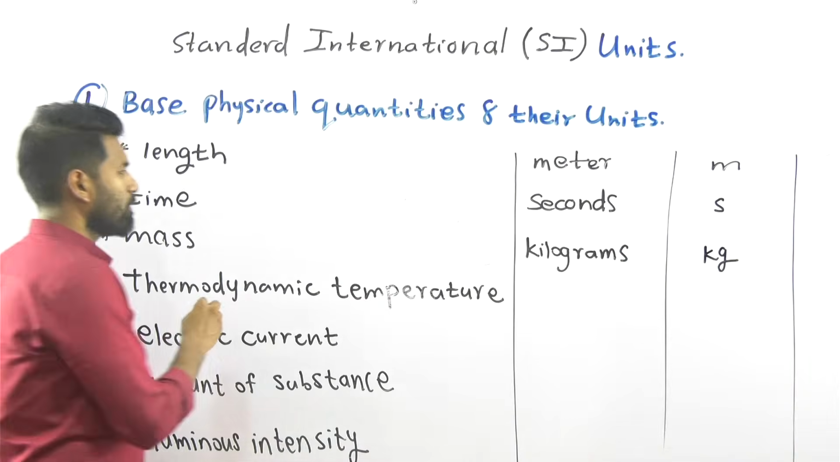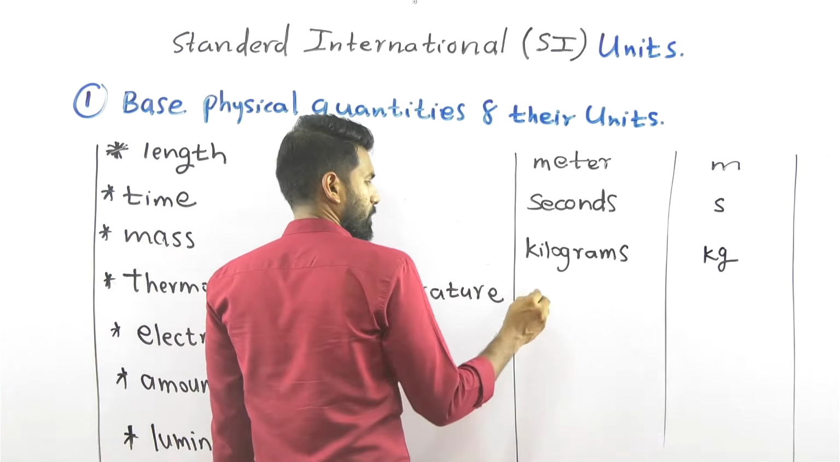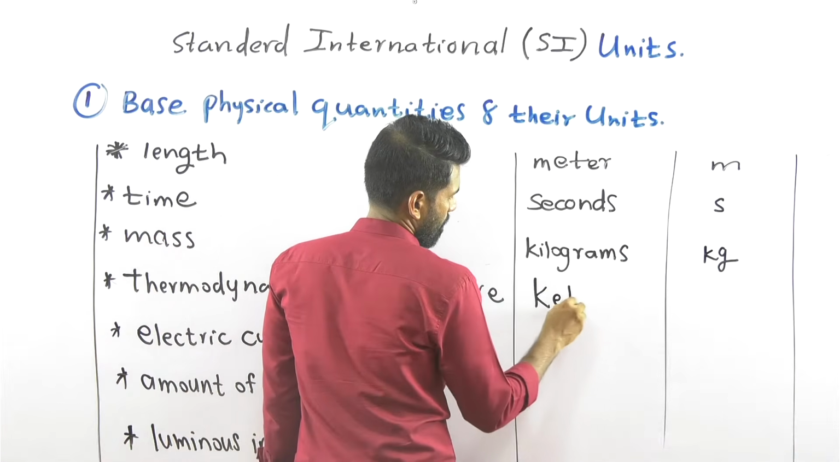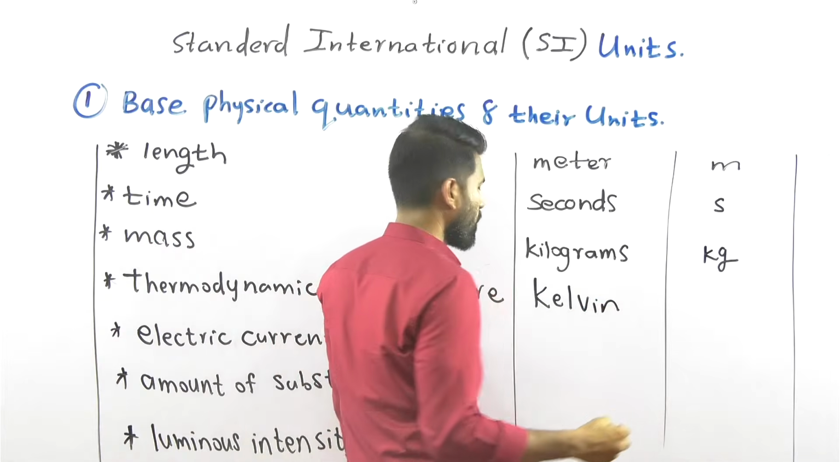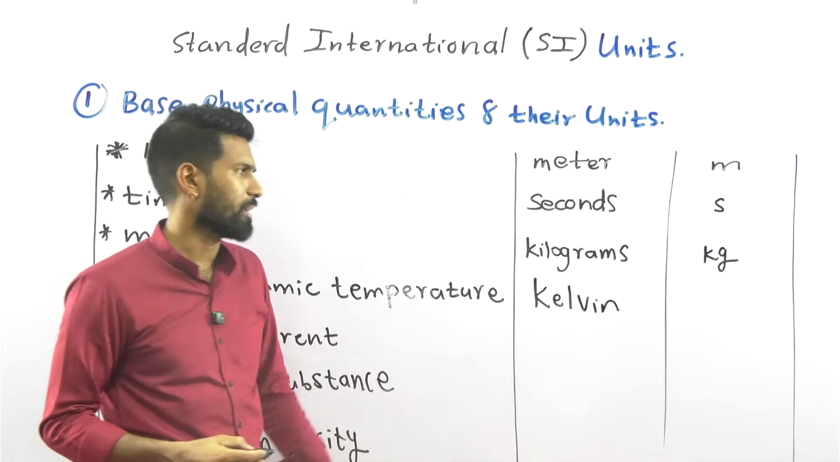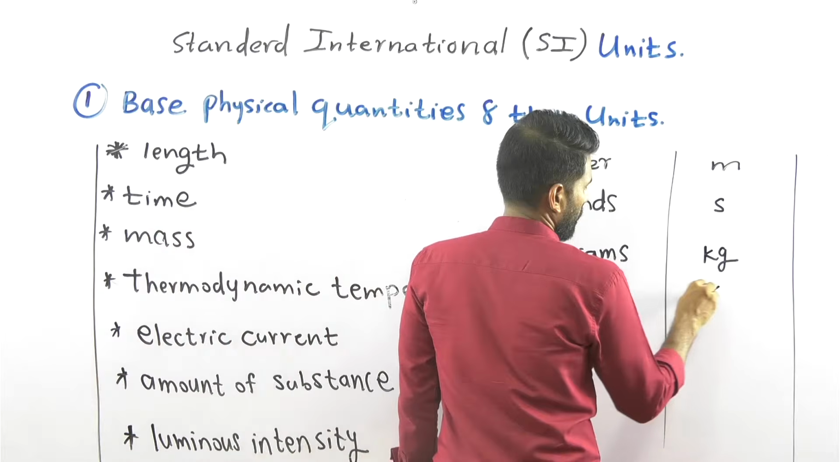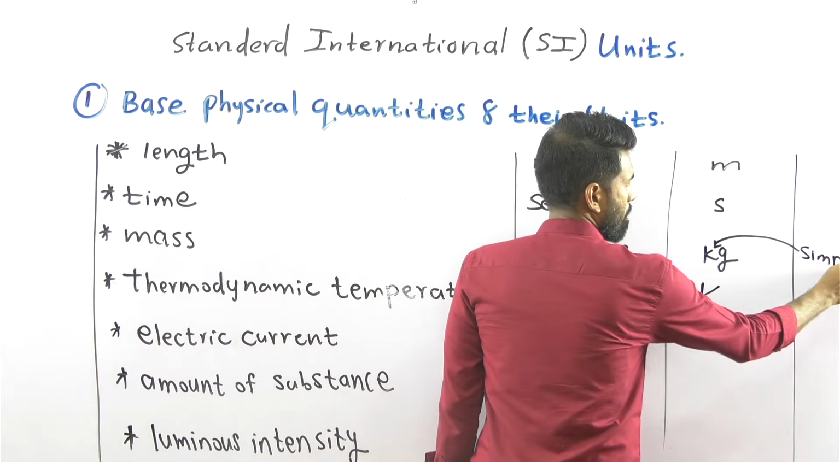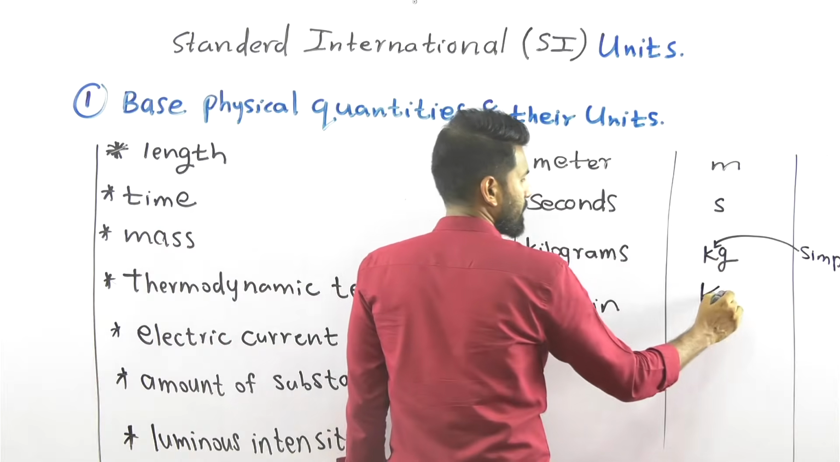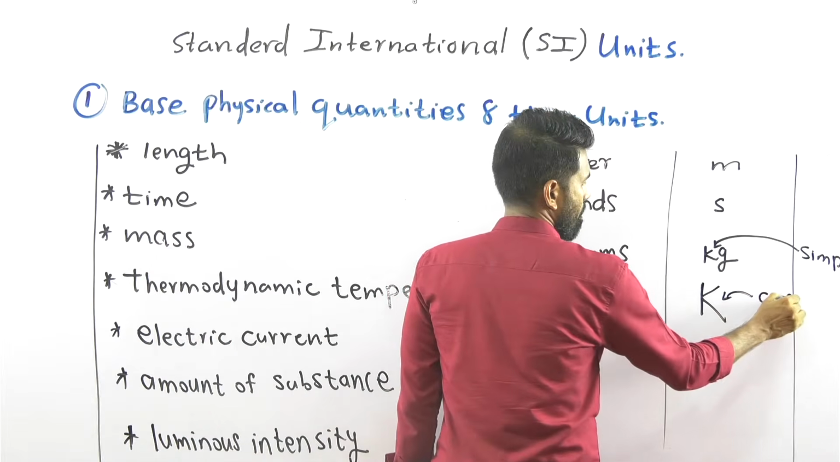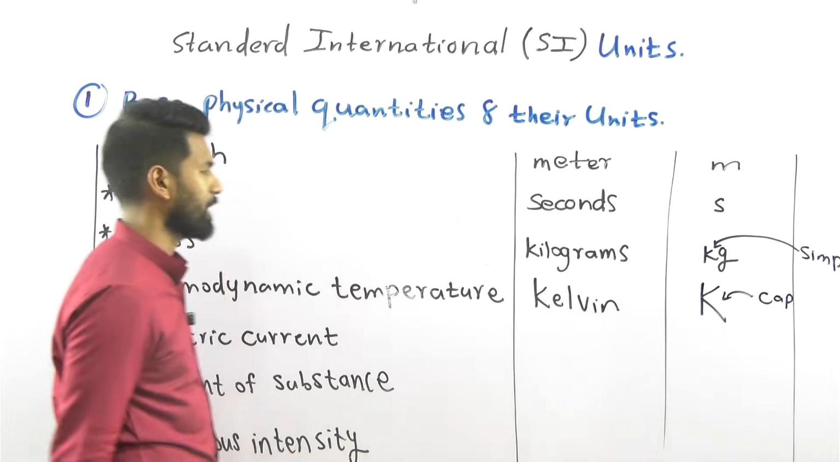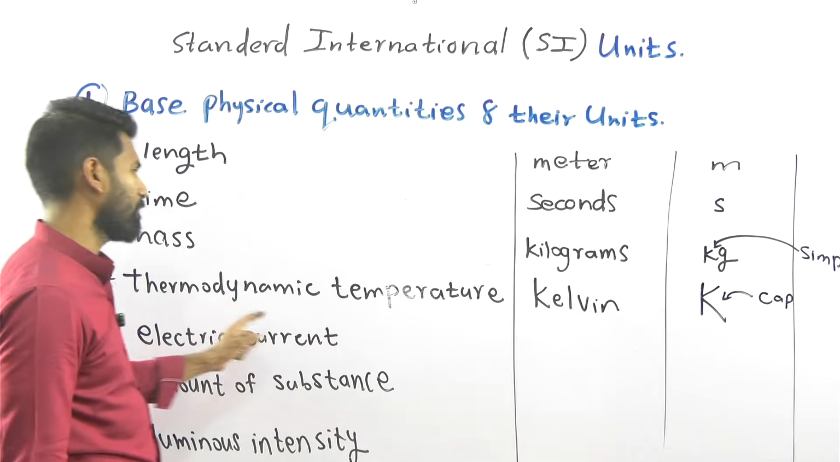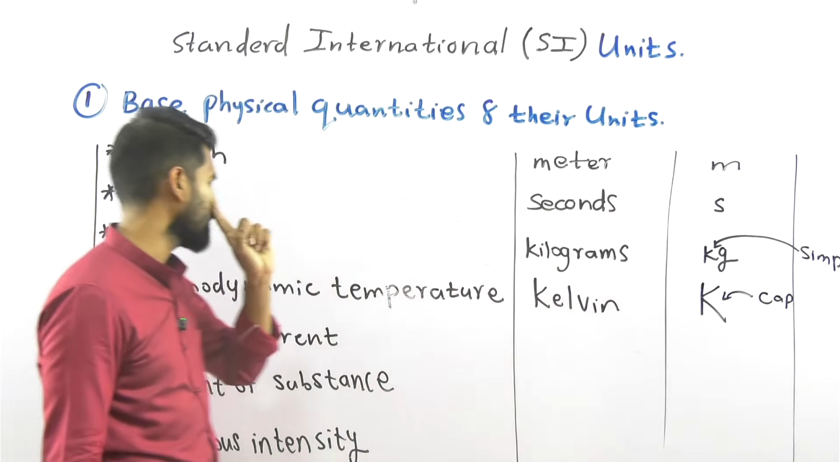To measure the thermodynamic temperature, the unit is Kelvin. Kelvin is the name of a scientist, so it's a capital K here and here also. For the kilograms, the k is simple. And here K is capital. To measure the thermodynamic temperature, it's Kelvin, capital K, the SI unit.